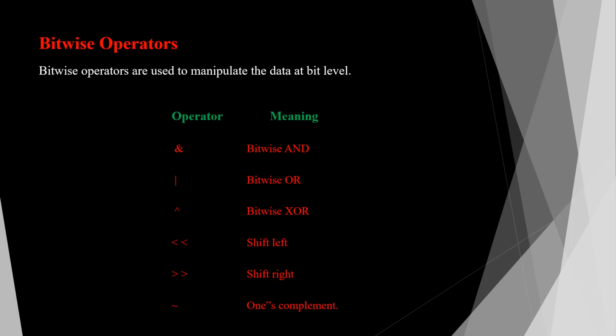These are the bitwise operators: single ampersand, single pipeline symbol, caret, double shift, double less than and double greater than, then the tilde operator. The ampersand represents bitwise AND, the pipeline symbol represents bitwise OR, the caret symbol represents bitwise exclusive OR, double less than represents shift left, double greater than represents shift right, and the tilde symbol represents the ones complement representation.